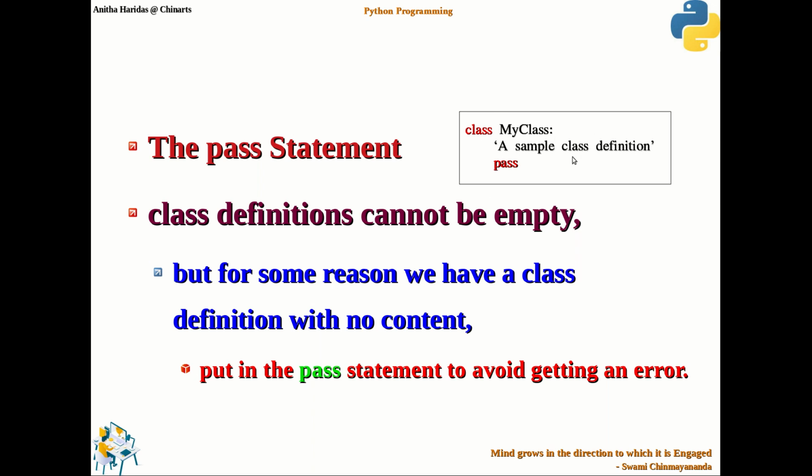Always this is the docstring. Recollect these points. Just have the class definition, class name, then the docstring, then you can just give the pass statement. So what happens now? For this class, there is no data member, there is no method member. That is the purpose of the pass statement.